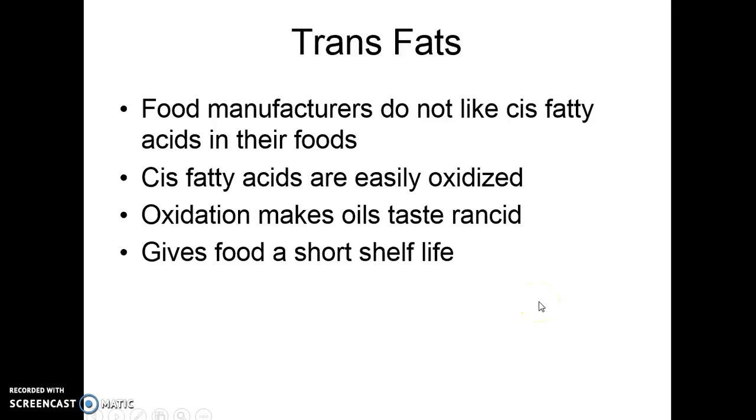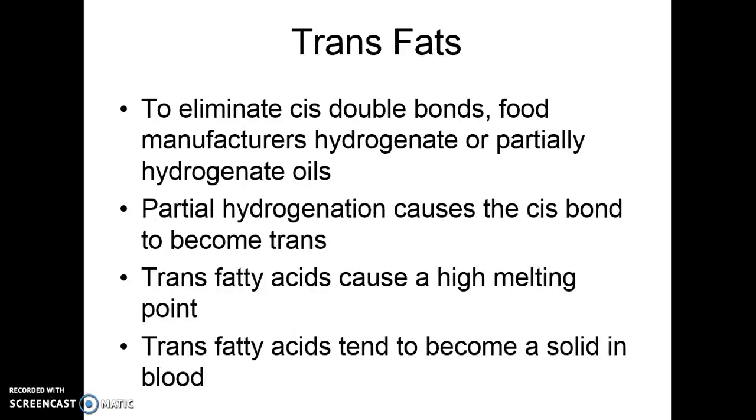Trans fatty acids do not occur naturally. These come from a food manufacturer doing a partial hydrogenation. And what happens when the partial hydrogenation is done, the cis bond flips to a trans bond. But food manufacturers don't like to have cis fatty acids in their food because they have a short shelf life. They are easily oxidized, and they give food a rancid taste.